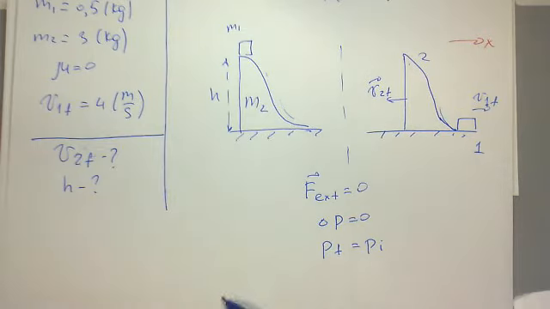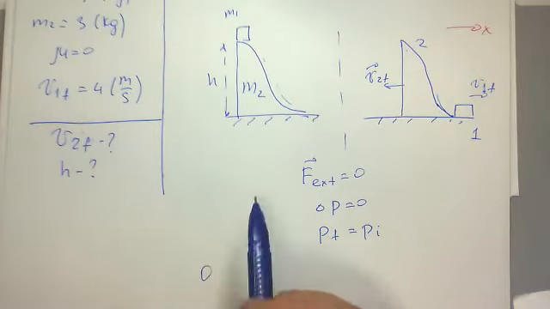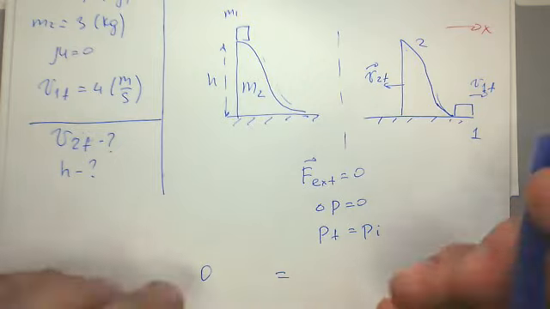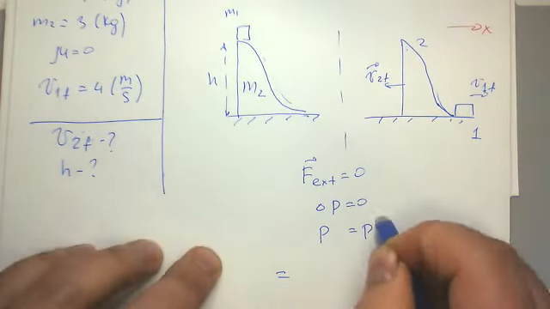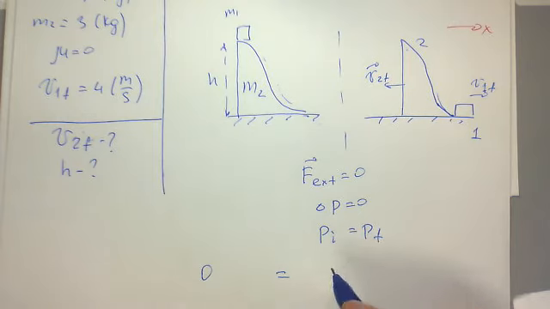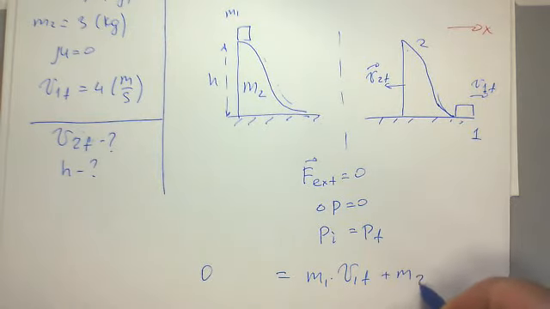Let's consider what the initial momentum of the system is. In general, it's 0 because nothing is moving here. So this is P initial, and P before equals P final. And what is the final momentum? This is just M1 times V1 final, plus the momentum of the wedge, M2 times V2 final.